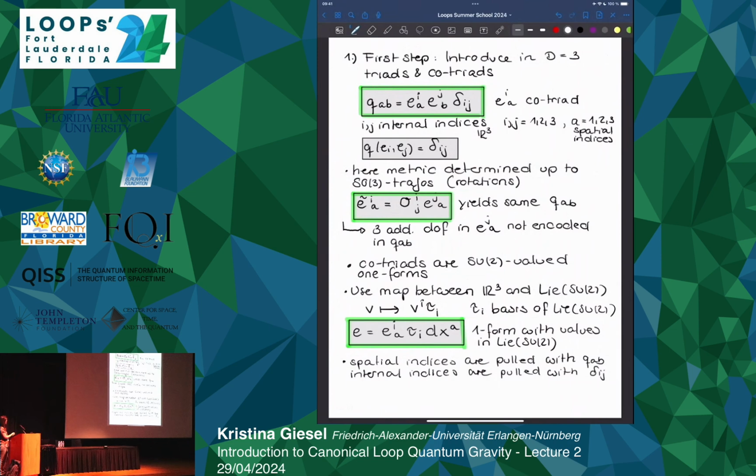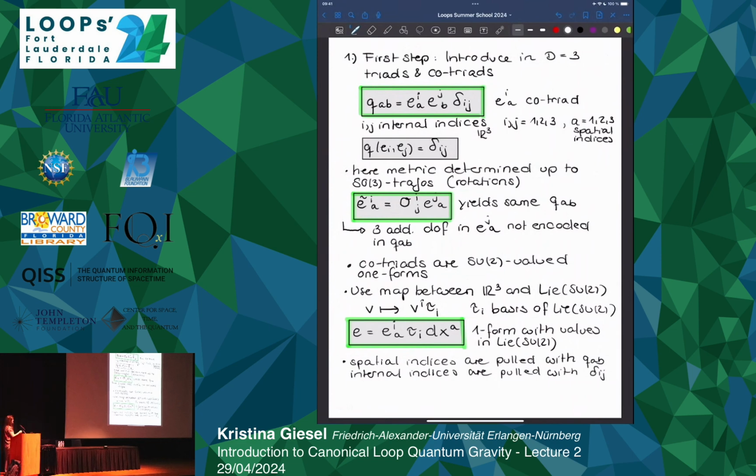Now, we have this additional freedom, which was the Lorentz transformation in 4 dimensions. Here it's an SO(3) transformation, so rotations. So the metric is only determined up to rotations of the triad. Now, by introducing triads, we basically get 3 additional degrees of freedom, which are encoded in these triads, but not in the metric. And therefore, we will get this additional constraint.